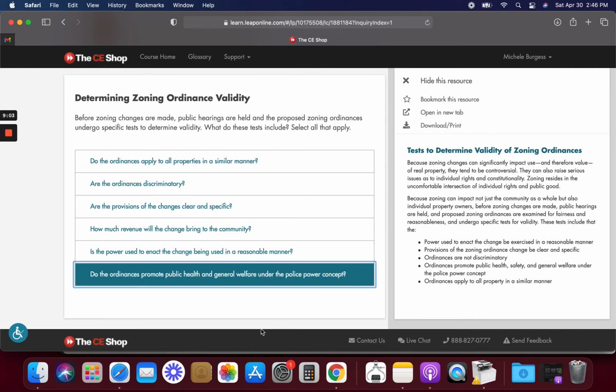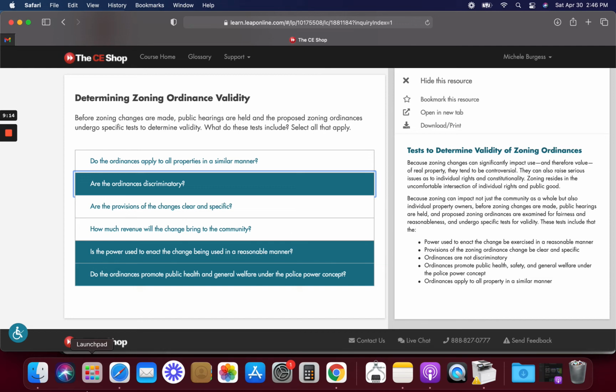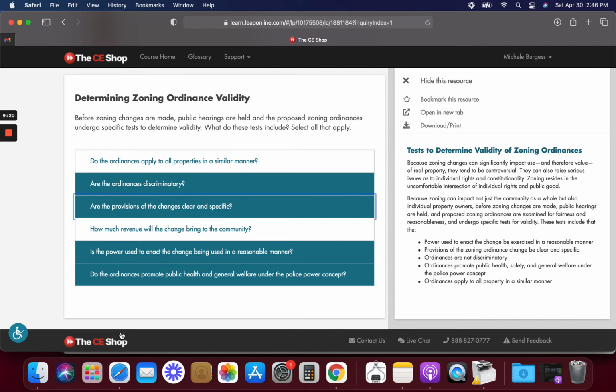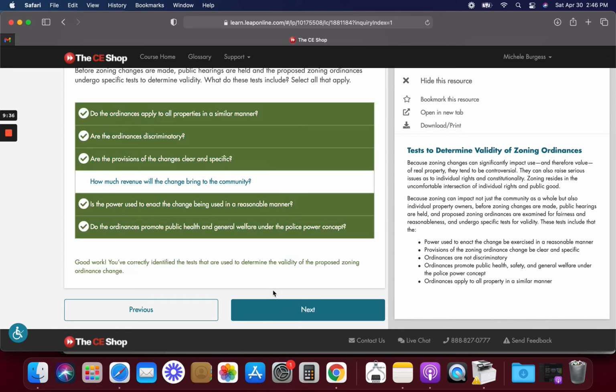All right, this one is a test. How much revenue will it bring? That's not a test. Is the power exercised in a reasonable manner? Yes. Are the ordinances discriminatory? Are they clear and specific? Do the ordinances apply to all properties in a similar manner? So the only thing it really doesn't check is whether it's going to bring revenue. But usually if it promotes safety and general welfare, it will eventually bring revenue, but they are not going to check for that. That's not really their goal as they determine a new zoning ordinance.